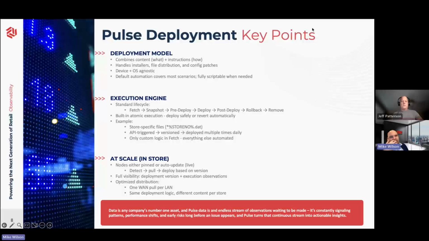What Jeff's going to go over today, really, I put in 3 buckets: the model of deployments, the execution engine and the life cycle of what it looks like, and then what's happening within your store at that time at scale. So we're very happy to support a 500 register retailer all the way up to 100,000 and beyond lanes of a retailer with this technology.